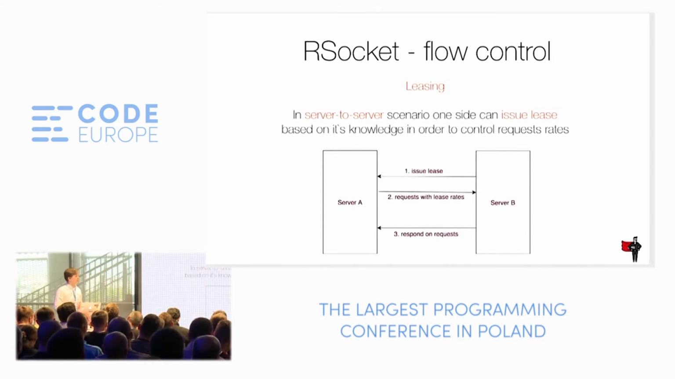It would be really cool in server-to-server communication when there is server A and B, and server B issues some lease to server A. So the lease can be something like this: okay, within the next 5 minutes, I can handle 1000 messages for you. And server A can adapt its speed of communication to server B and request with the rates it received in the leasing.